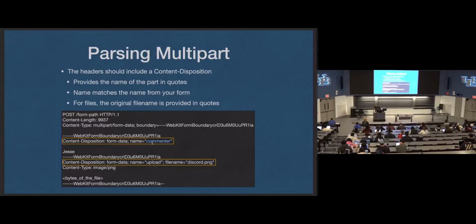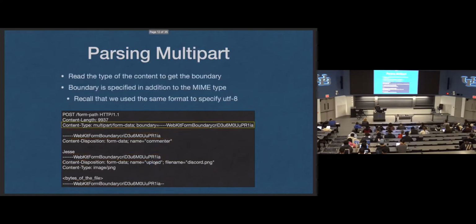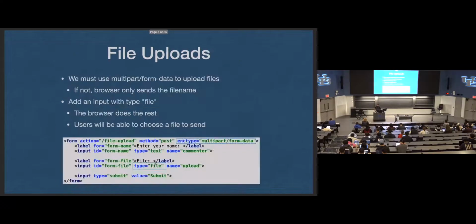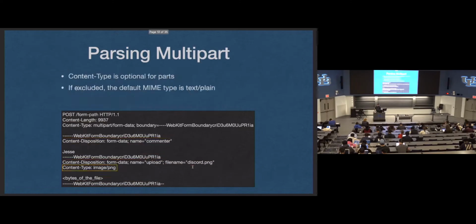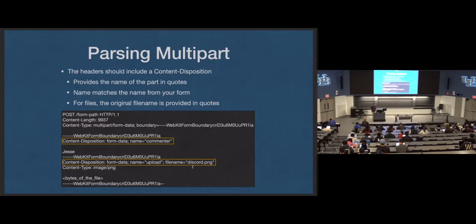So the name is going to be the name of the form element, whatever we gave it. Commenter, and I named that upload. If we go way back, I almost put the form there. Commenter and upload, whatever name you gave those inputs, that's what's going to show up in this header. You're going to get the name so you can know what part you're looking at.